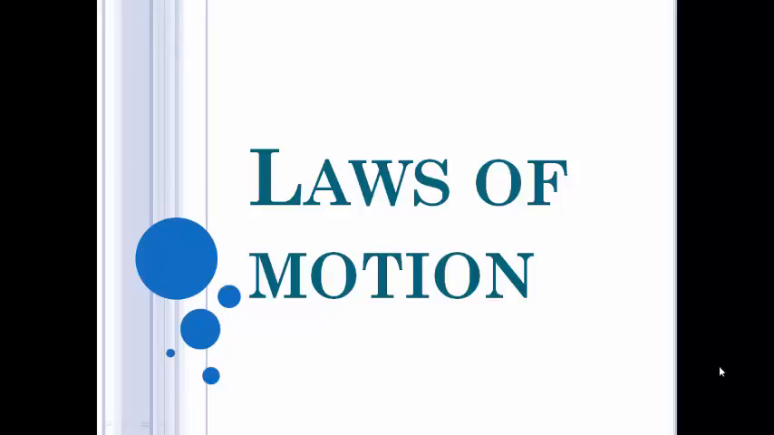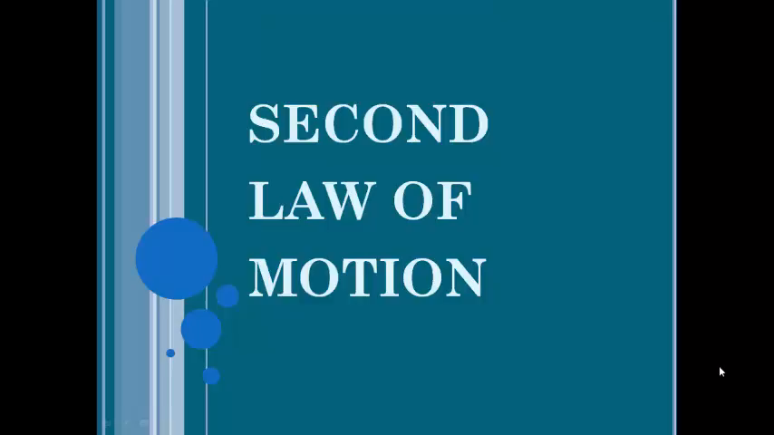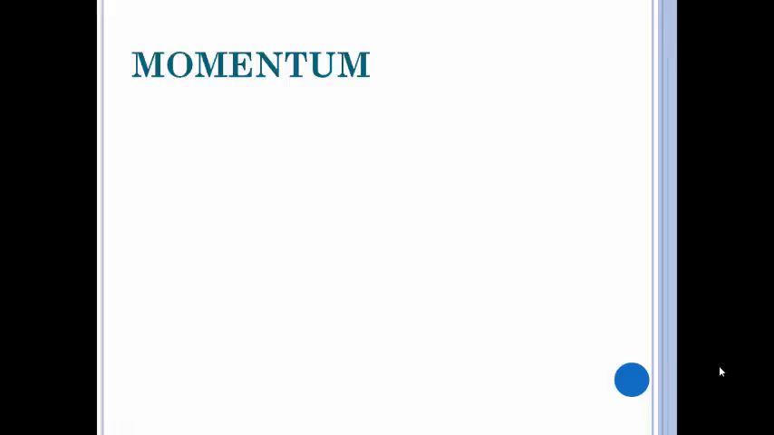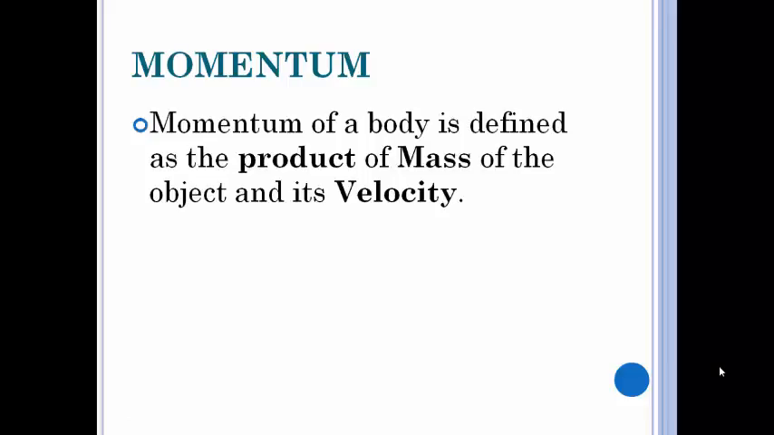Laws of motion. In this video, we are going to discuss the second law of motion. Before we have a look at the statement and its meaning, first let us clear the concept of momentum. What is momentum? Momentum of a body is defined as the product of mass of the object and its velocity.